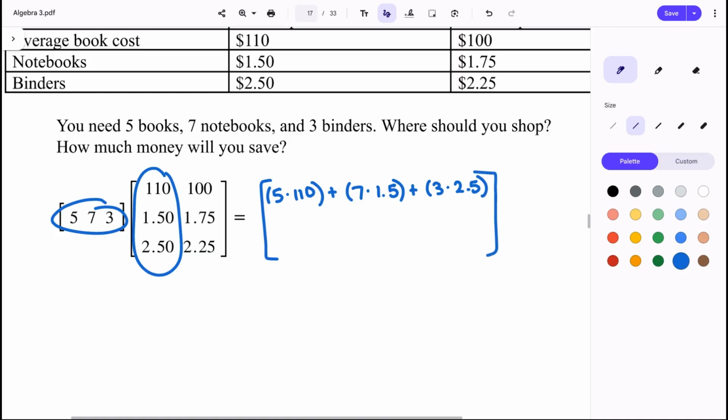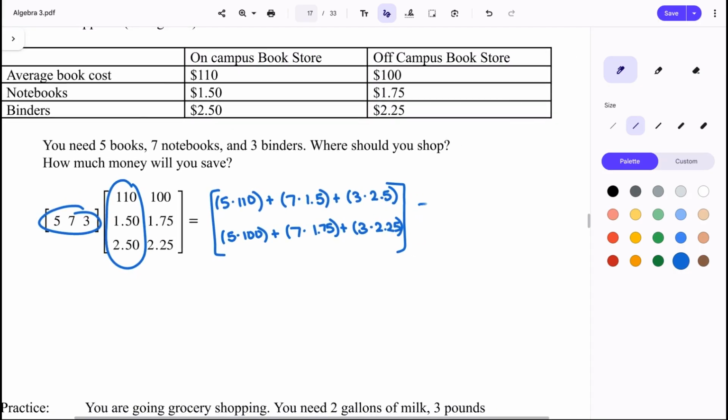You're going to do the same thing for the second store. You're still keeping those same quantities, but now we're going to take 5 times 100, 7 times 1.75, and 3 times 2.25. So you're going to multiply all of those, add them up. This should give us our total cost for the store. So I want to know how much it's going to cost me per store here. So if you have a calculator, start working on that and tell me what you get.